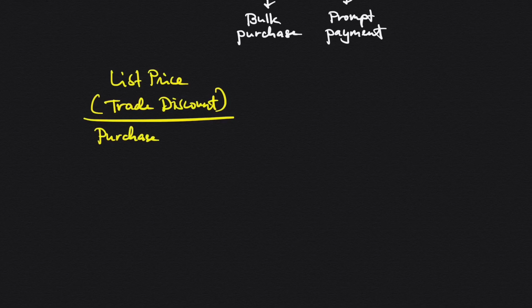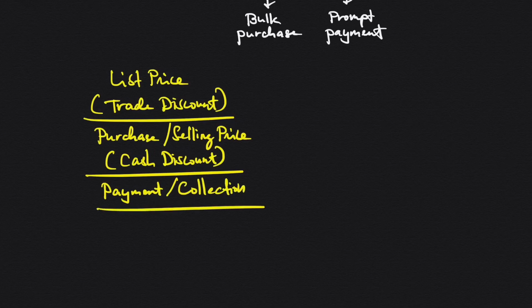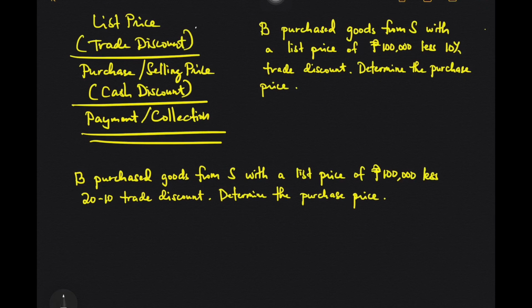Purchase, buyer's point of view. Selling price, seller's point of view. Then after getting that, you deduct the cash discount to get the payment, buyer's point of view, or collection, seller's point of view. Okay, so trade discount again is given for buying in bulk. Cash discount is given if you as a buyer were able to pay within the discount period. I will start with trade discount.